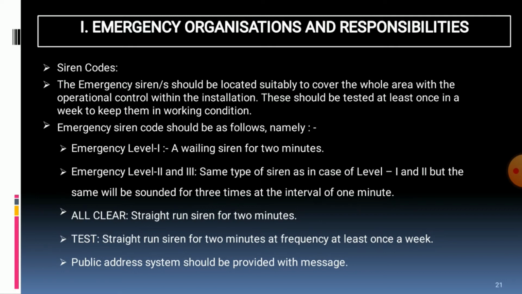This should be tested at least once in a week to keep them in working condition. Now there are different siren codes for different types of emergency. For emergency level 1, a wailing siren for 2 minutes. For emergency level 2 and 3, the same type of siren as in case of level 1, but it will be sounded 3 times at an interval of 1 minute. If all is clear, that means all clear, then a straight run siren for 2 minutes. And for test, a straight run siren for 2 minutes at a frequency of at least once a week.